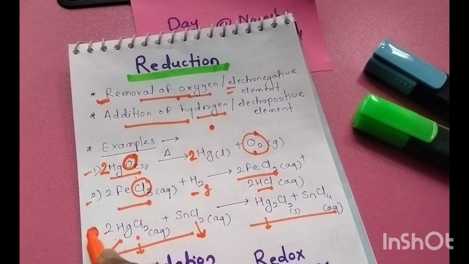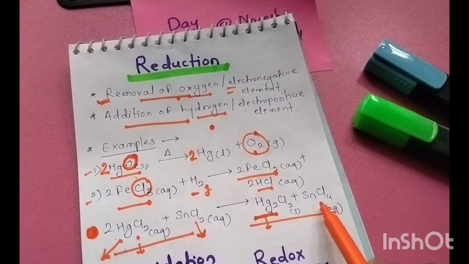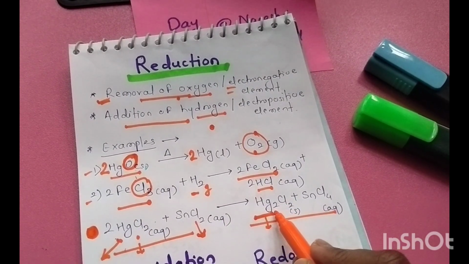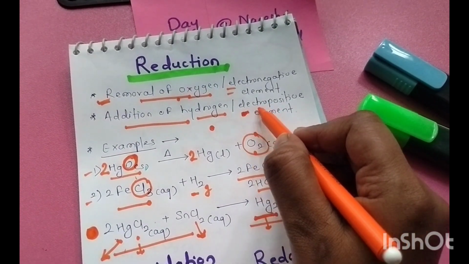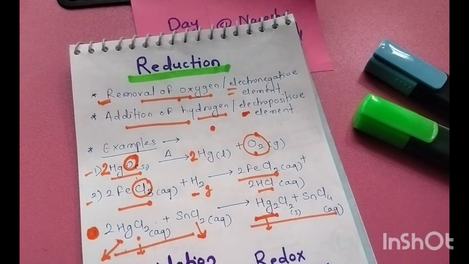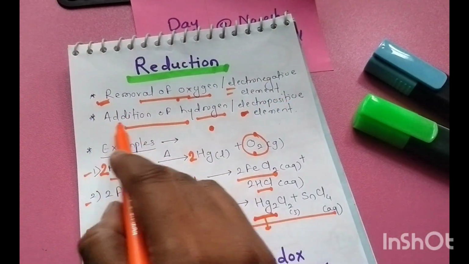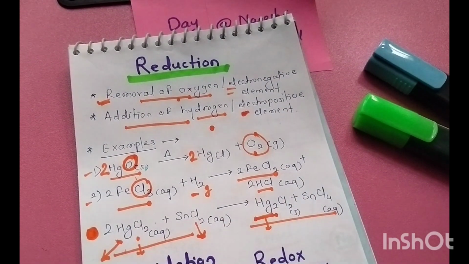Now this example is the important example. Here 2HgCl2 aqueous plus SnCl2 aqueous gives rise to Hg2Cl2 and SnCl4. First of all, look at this. We have HgCl2 which turns into Hg2Cl2. So here we are adding an electropositive element. Mercury is the electropositive element and we are adding one more mercury here. So this part of the reaction follows reduction.